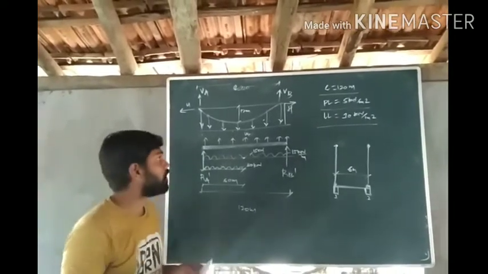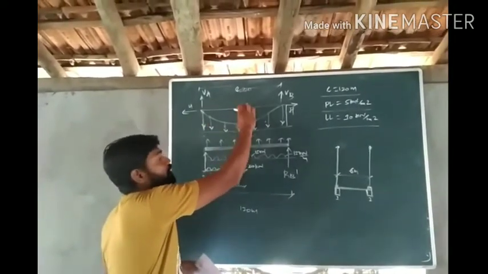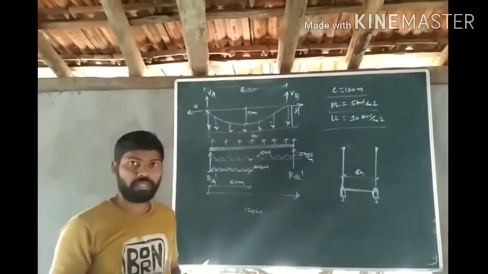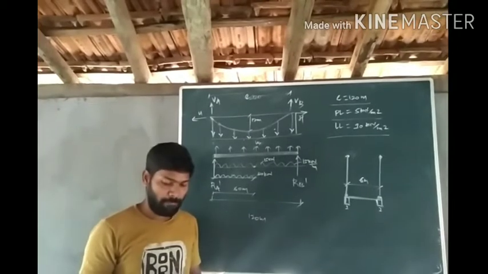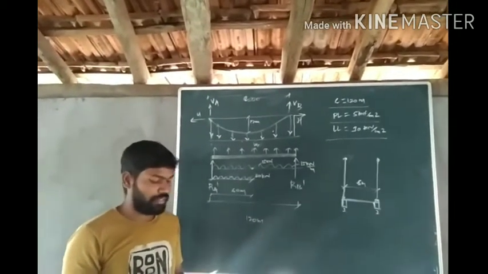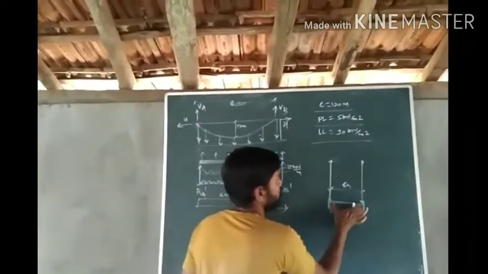Two cables having central dip of 12 meters. See, this central dip is 12 meters. It will be better if you keep this copy in front of you, so it will be better for your understanding. Okay. So the roadway has a width of 6 meters. So this is 6 meters.